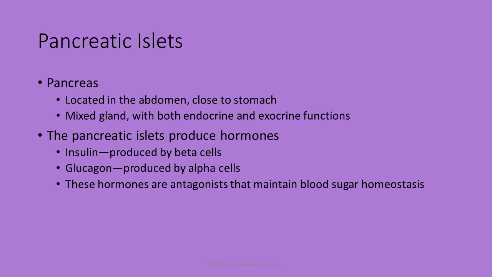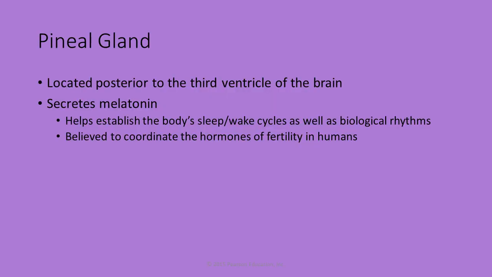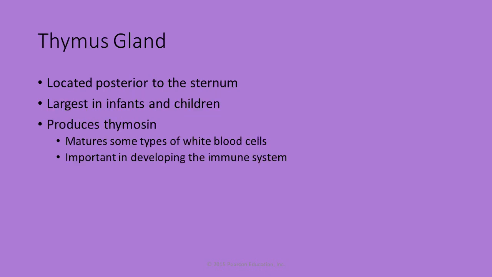The pancreas is kind of tucked under the stomach. It has both endocrine and exocrine functions. The pancreatic islets do produce hormones, insulin, and it also produces glucagon. These are helping to maintain the proper levels of glucose in your blood. So there's the stomach with the pancreas kind of tucked behind and underneath it. The pineal gland is located in the brain. It's behind the third ventricle of the brain. It secretes melatonin. Melatonin is involved with helping to maintain your proper sleep-wake cycles. It's also now believed to have an involvement with hormones that are involved with fertility.